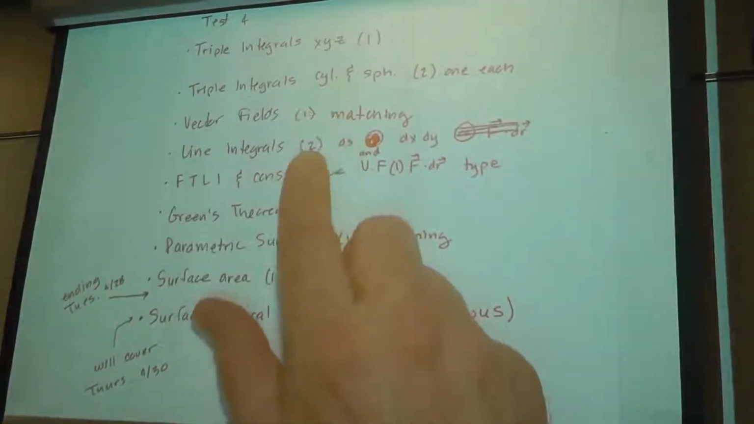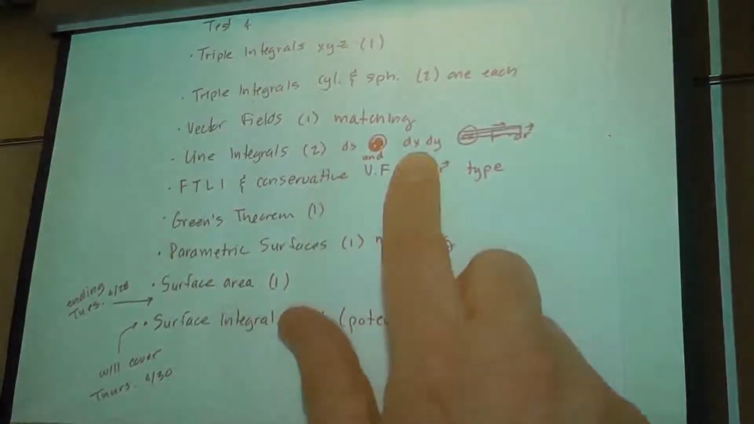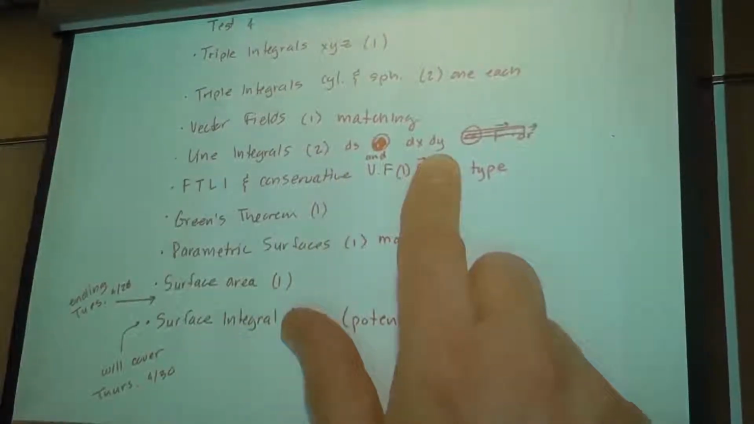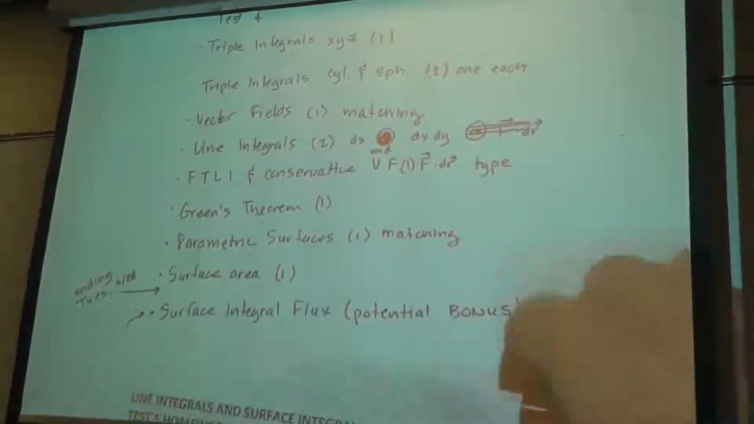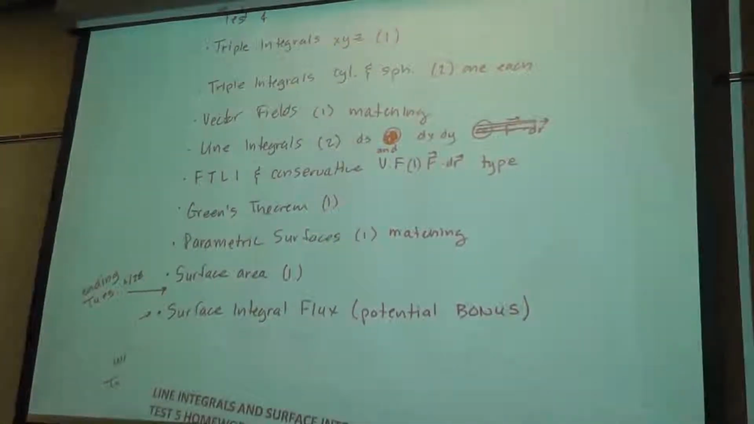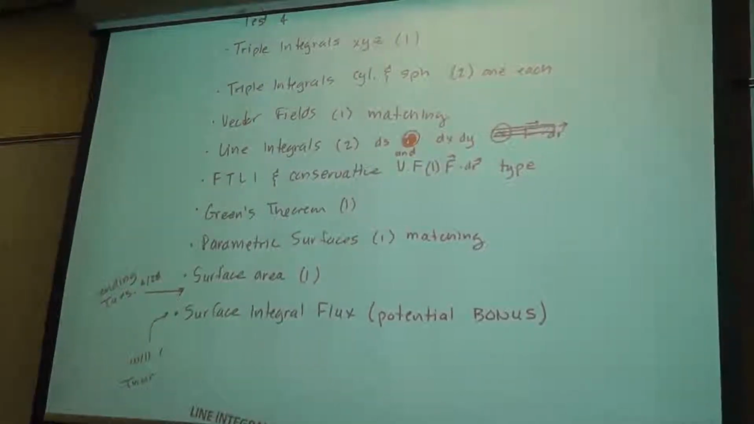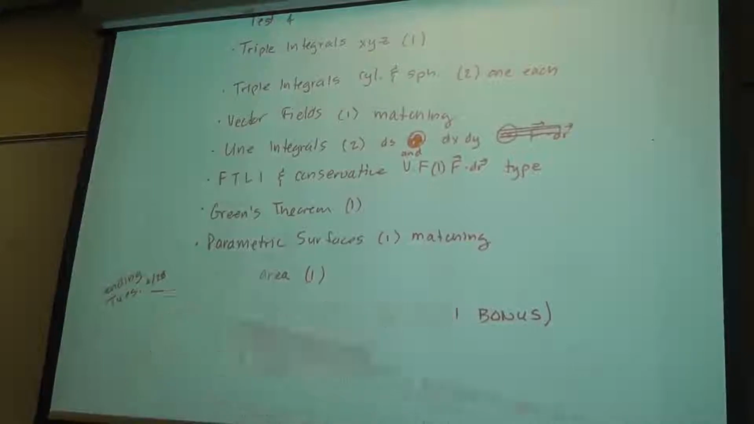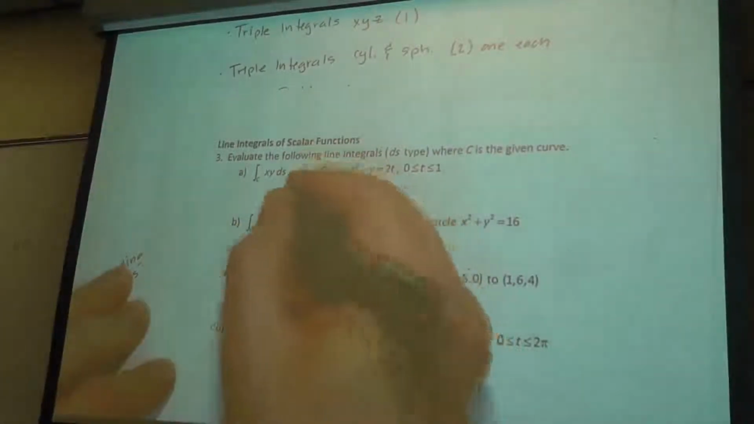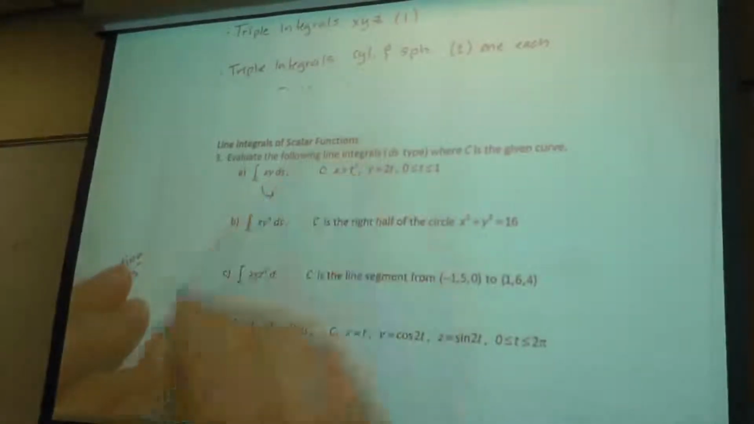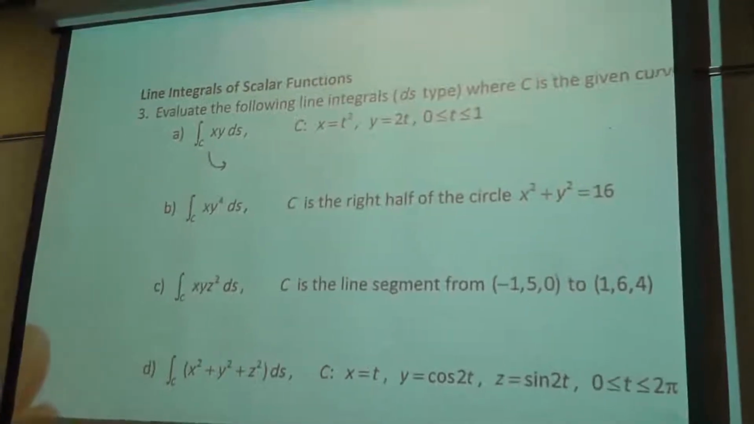Line integrals, 2 types. I will put one of the ds type and one of the dxdy type. In both cases, they're evaluated differently, but if you have one of the ds types, it's the one where you have to use that square root expression to accommodate the arc length of your curve. So, like on this one here, number 3a, I think we may have done this one in class. Sorry for the redundancy if we did.